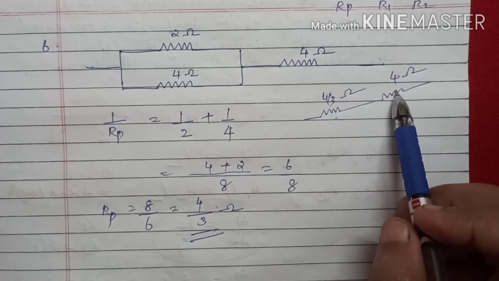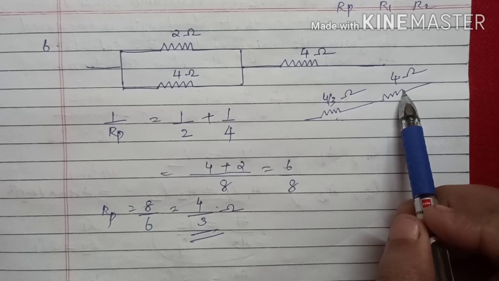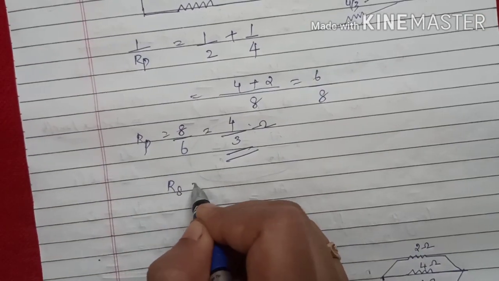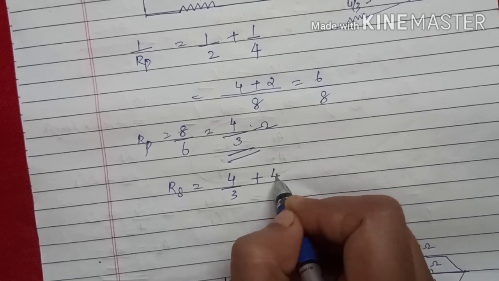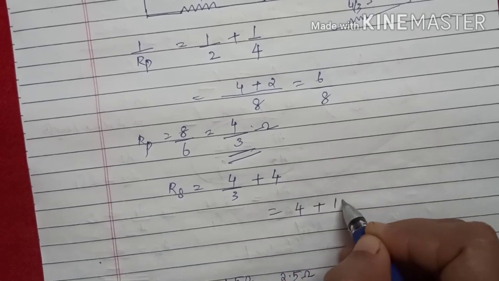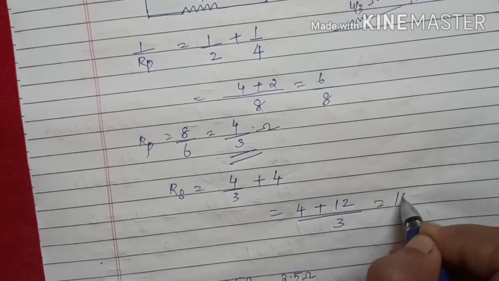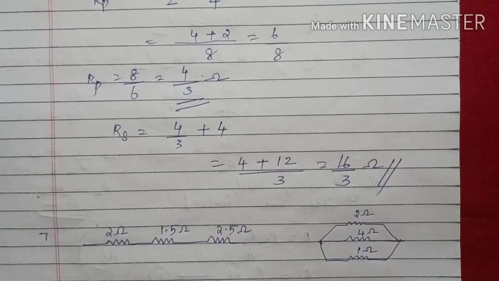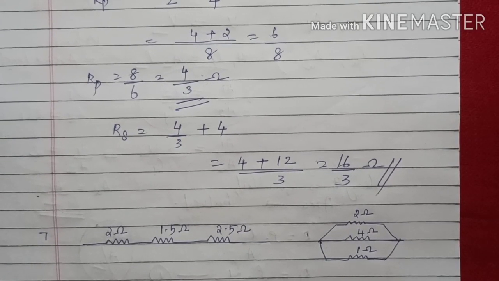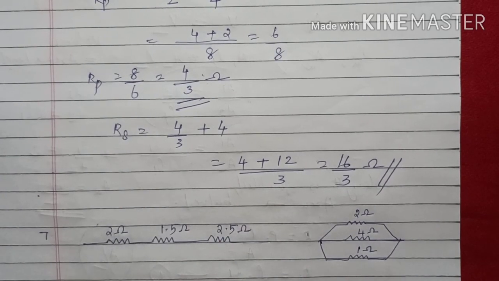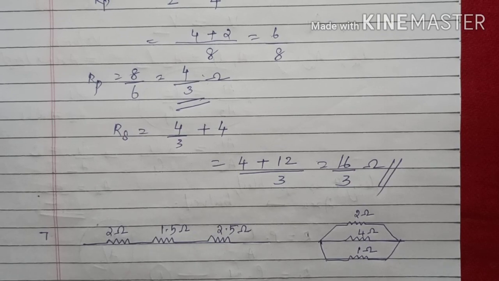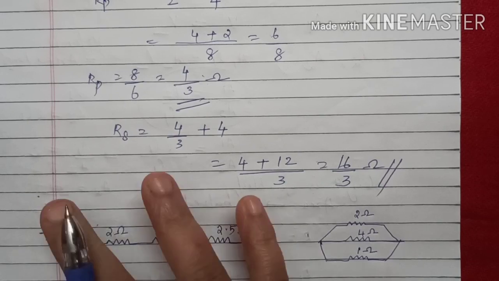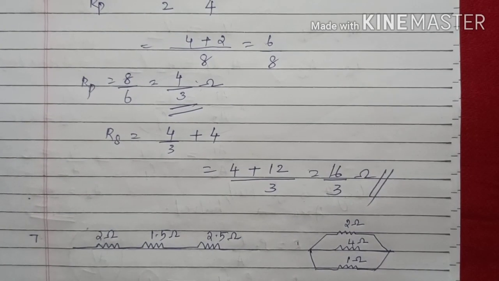So you can add. How will you add? 4 by 3 plus 4, which is 4 plus 12 by 3. That is 16 by 3 ohm. Understood? 16 by 3 ohms. Clear? So this is so simple. And in certain cases, along with this resistance, a cell will be connected and you will be asked to find the total current flowing or the total effective resistance or the voltage across each resistor. In such a way also the questions are asked.